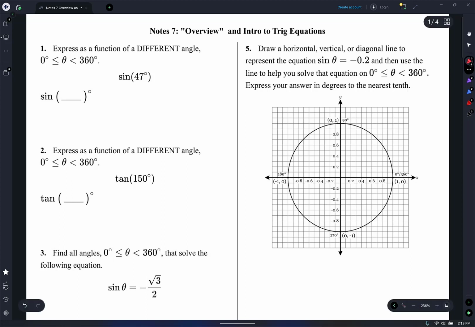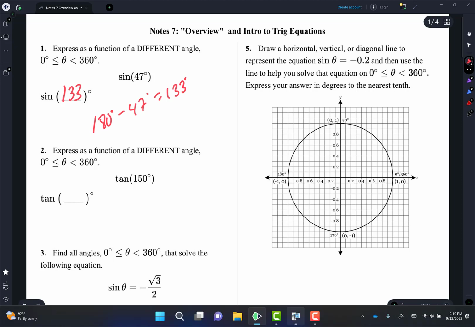Then you can just go, well, if I'm in quadrant 2, how do I figure it out? You just go 180 minus 47. Let's see, what's the difference? 47, 57, 67, 77, 133. So that's 133 degrees. So sine 47 must be the same as sine 133 degrees. Do you see the logic on how we did it?